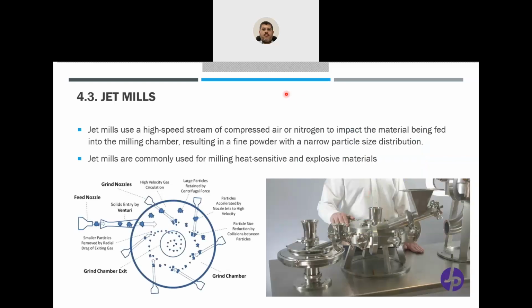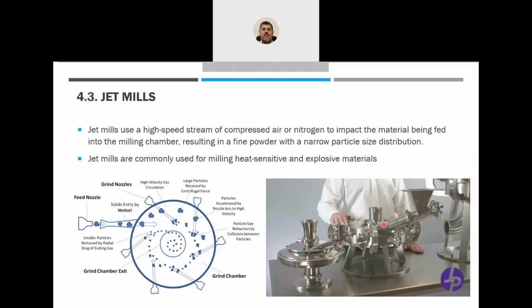The last type of mills we talk about, or not the last, before the last, the jet mills. Jet mills use a high-speed stream of compressed air or nitrogen to impact the material being fed into the milling chamber. So you have a milling chamber. From outside it looks like this. It contains a circular chamber, and materials will be fed into the chamber.